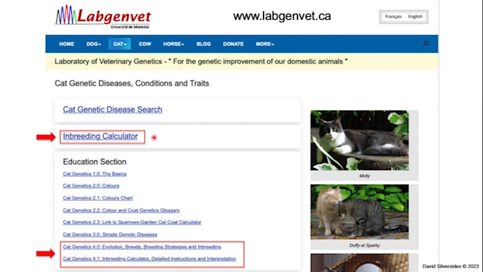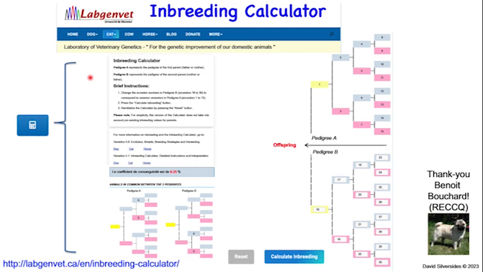So, click on the inbreeding calculator link to bring up this page. The calculator is based on the pedigree of the two parents and the ancestors that are in common between the two parents. Special thanks are warranted to Benoit Bouchard, a retired engineer and breeder of pug dogs, for having the idea and for writing the code for the inbreeding calculator.